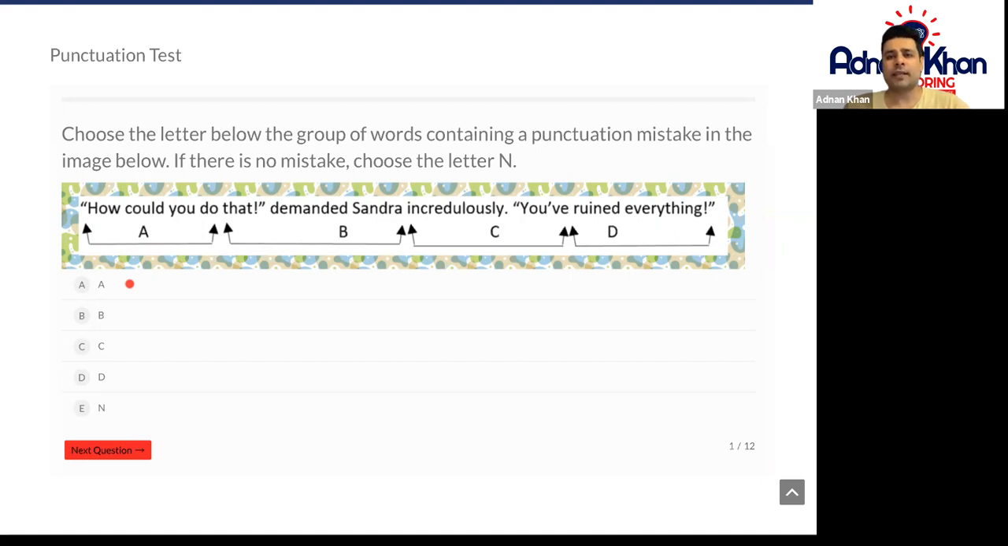Always make sure you look at the exclamation marks, punctuation marks, full stops, commas, quotation marks, speech marks, semicolons and colons and so on. Because the mistake pretty much could be anywhere. And if there is no mistake, then please choose the letter N, meaning there's no mistake.